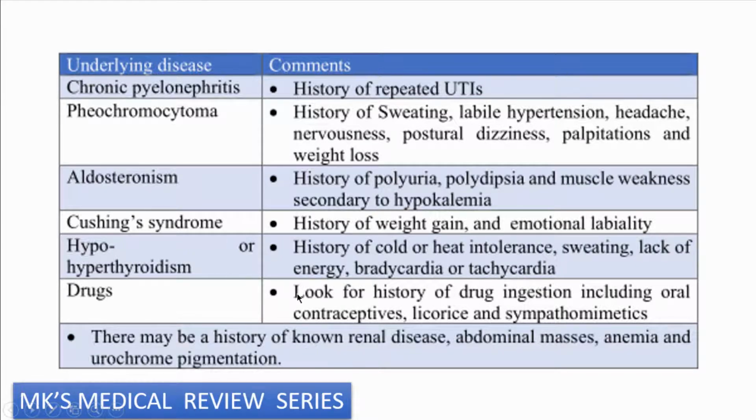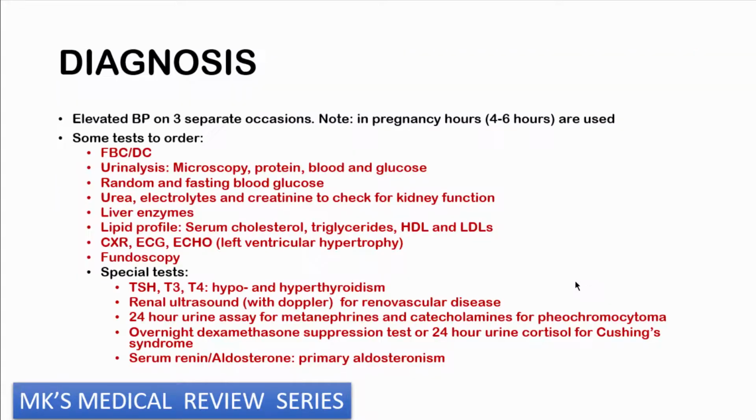Some drugs, of course, you ask for a history of this person taking any oral contraceptives, licorice, or even sympathomimetic drugs. Then there may also be a history of a patient having a known renal disease or an abdominal mass or anemia or even urochrome pigmentation. So when we make a diagnosis of hypertension, we should have an elevation of the BP on 3 separate occasions. And take note that in pregnancy, it's about 4 to 6 hours. So we do not want to tell this woman, go home and come back another day, because she may come back and the fetus is dead. Worse off, she may go and she may die.